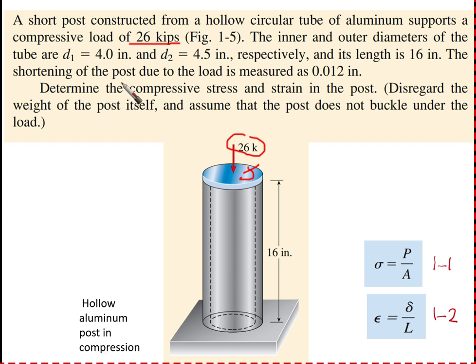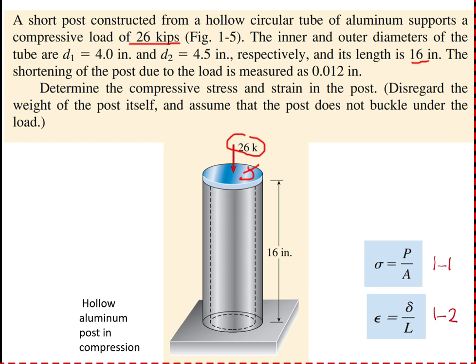Whenever we say that this force is being applied, it means that it is applied on the centroid. So 26 kips is applied on the centroid of this hollow circular tube. The inner and outer diameter of the tube are D1 4 inches and D2 4.5 inches. So we have 4.5 the outer and 4 inches for the inner, respectively. And its length is 16 inches.